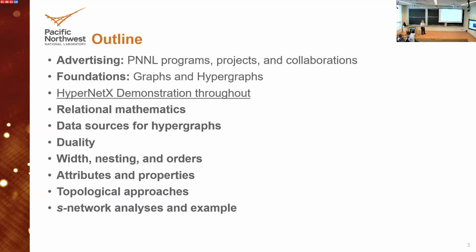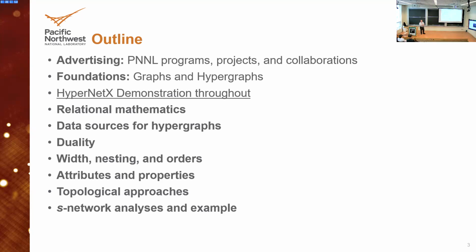I'll talk some about the relational mathematics underpinning hypergraphs, data sources, and then some of the properties that I think are important for anybody who's approaching complex network analysis from this perspective. Duality, width of blocks, nesting and ordered relations that are inherent in hypergraphs, how we handle attributes and properties, some of the topological approaches, and then we'll conclude with what we call S-network analyses.